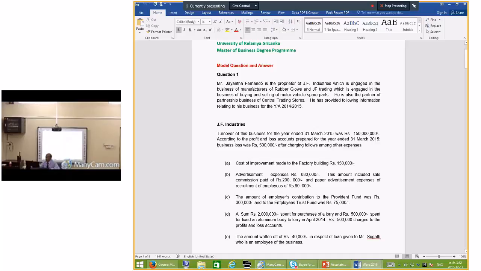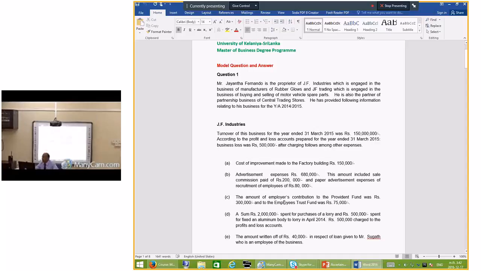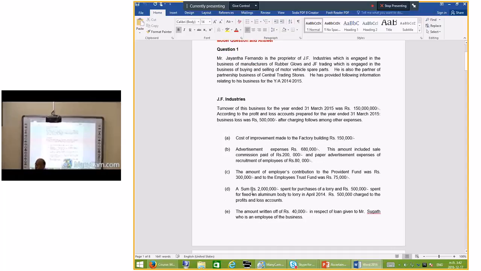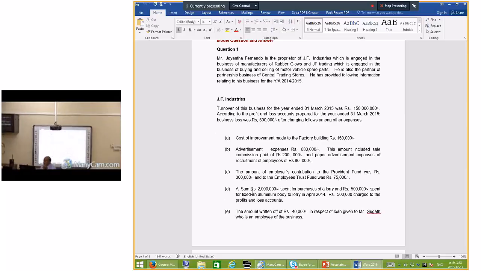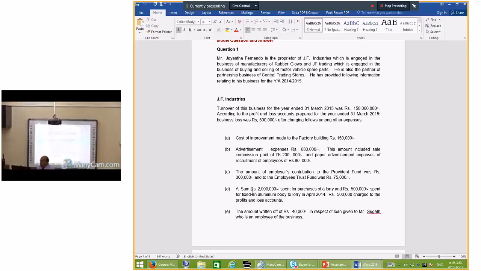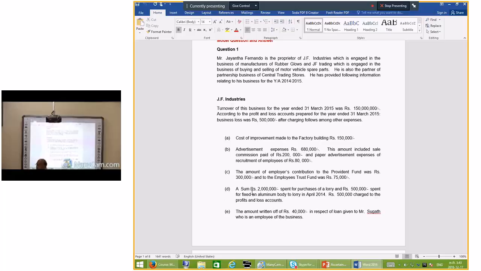The amount of employees' contribution to the provident fund was 300,000; these are allowable deductions. Now, D1: a sum of 2 million is spent to purchase a lorry, and 500,000 is spent for fixing an aluminium body to the lorry in April 2014. 500 is charged to the profit and loss account. Right. Now here, fixing the body also adds to the value of the motor vehicle. Now, the 500 is not allowed. 2.5 million is entitled for capital allowances on that way, right?